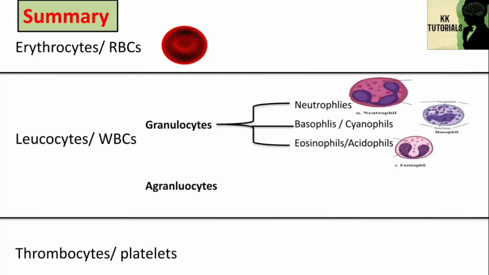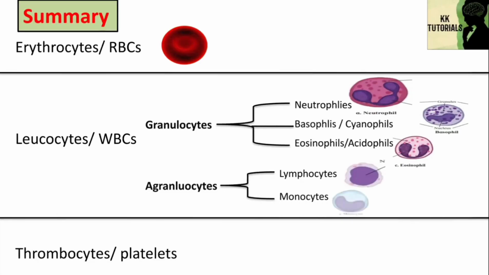There are two types of agranulocytes. They are lymphocytes and monocytes. They do not contain granules in their cytoplasm, hence are included under agranulocytes. The third type of blood cell is thrombocyte, also known as platelets, that plays an important role in blood clotting.